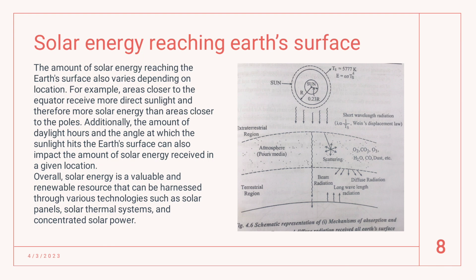As the radiation hits the surface, diffuse radiation or beam radiation takes place. Then it hits the terrestrial region, where plants and living beings live. As the radiation hits the terrestrial region, reflection takes place.